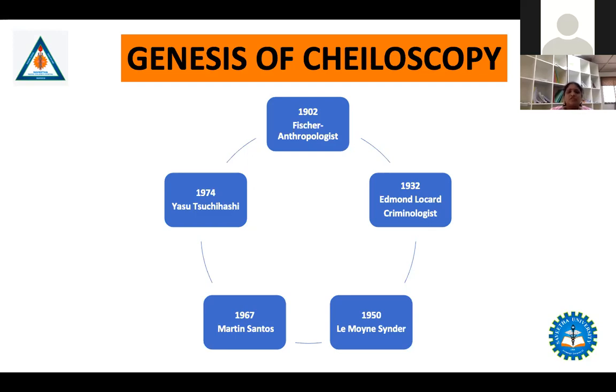Then the research started evolving. And finally, in 1974, Yasuo Tsuchihashi devised a classification based on his research experience in collecting a lot of lip print samples from the Japanese population. His classification to date is considered a standard classification, and the easiest and most familiar classification, which applies to lip prints of any race and ethnicity.